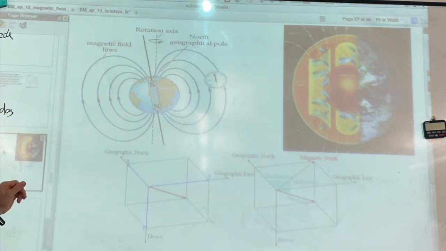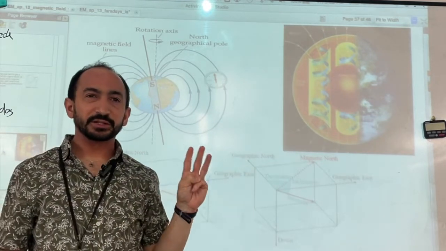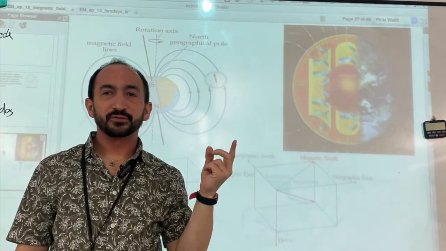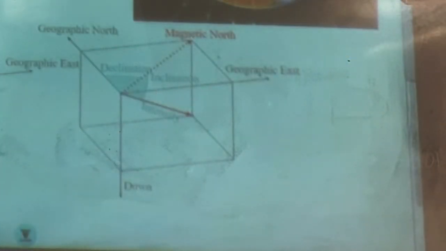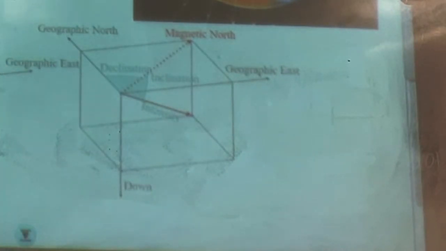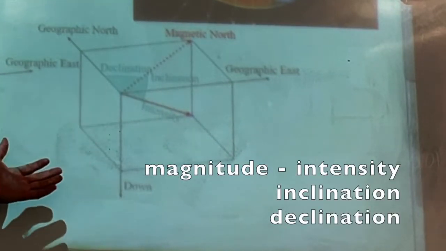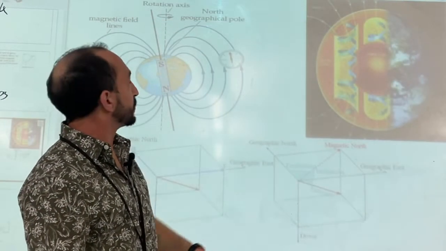So we want to specify the magnetic field. And in general, to specify a three-dimensional vector, you can either do it in terms of three components, or you can do it in terms of a magnitude and two angles. So the magnitude is just called the intensity of the field, and the two angles are the inclination and the declination. The inclination is, like I said, how much the field is inclined to the horizontal.